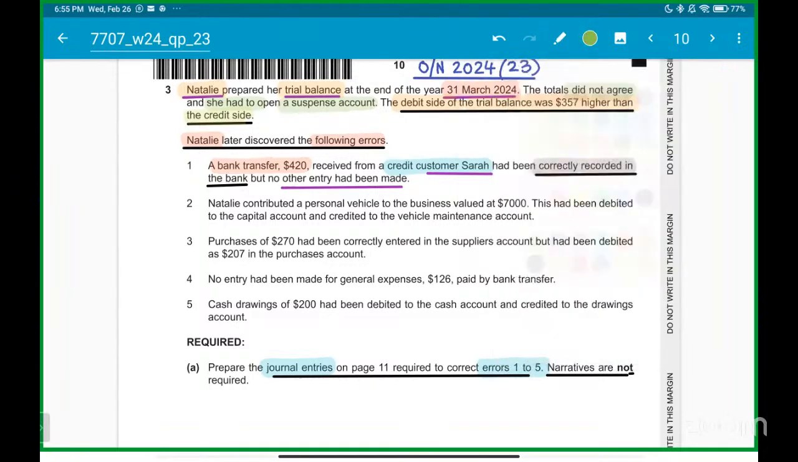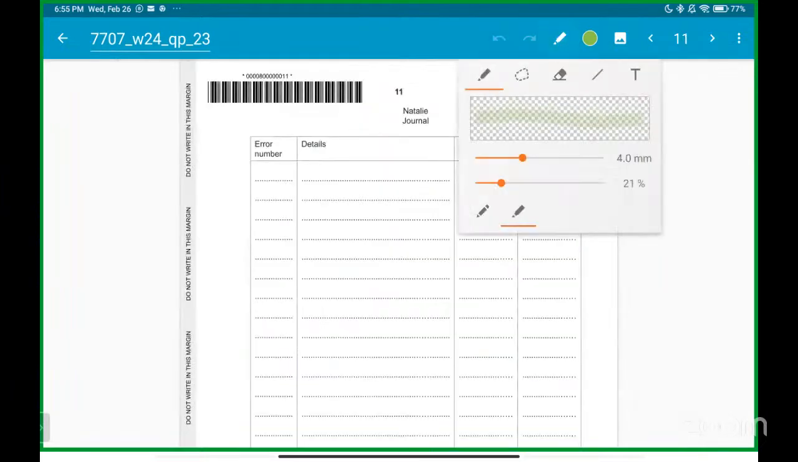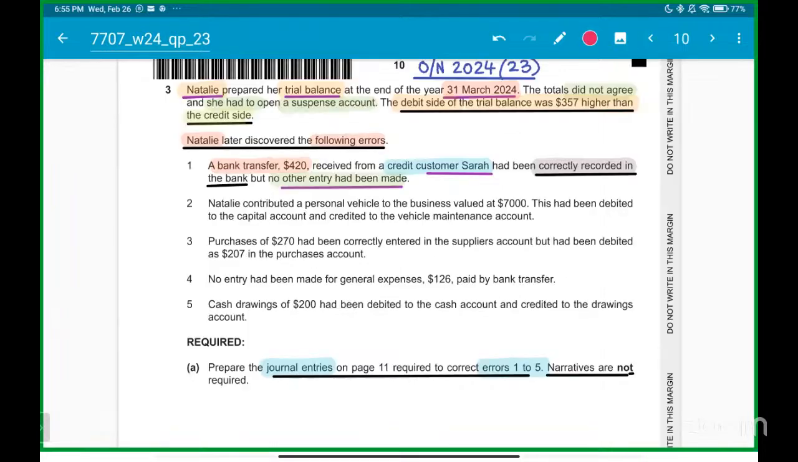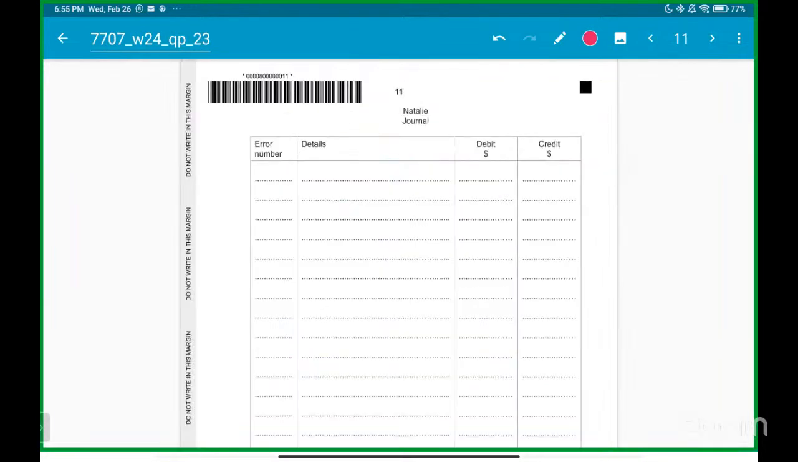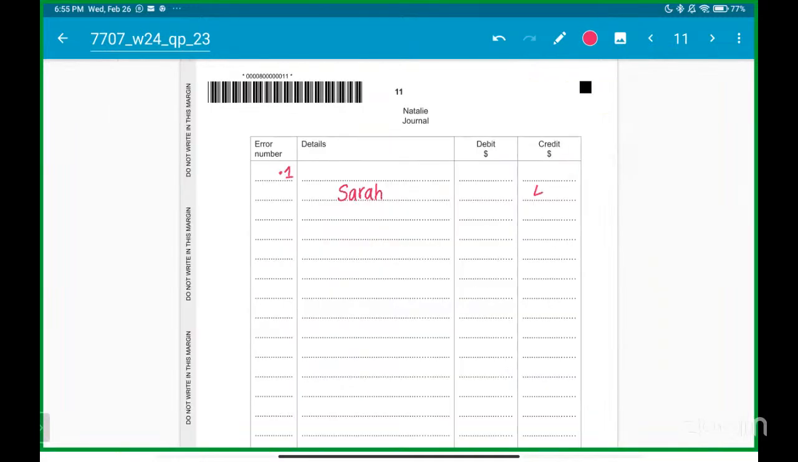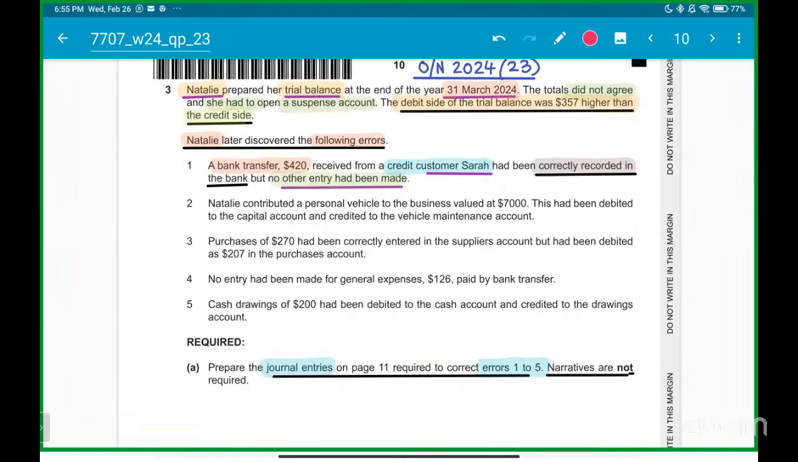But because the other entry has not been made, students, for error number 1, write down the name of the error. Error number 1: we credit Sarah. Sarah will be credited because it's a $420 amount. And because the debit side, bank, was already recorded correctly.